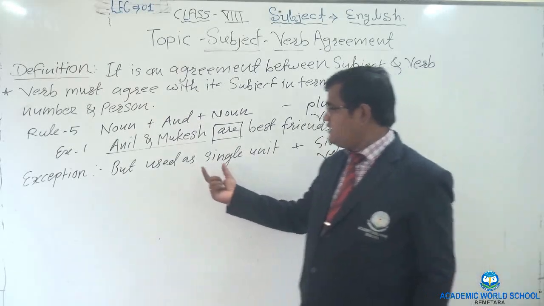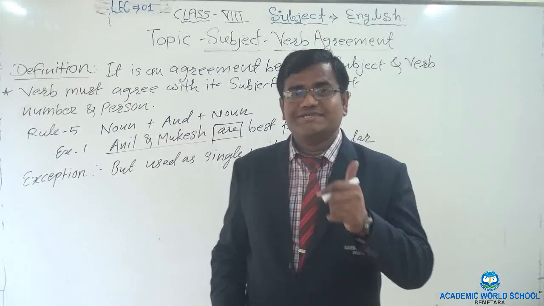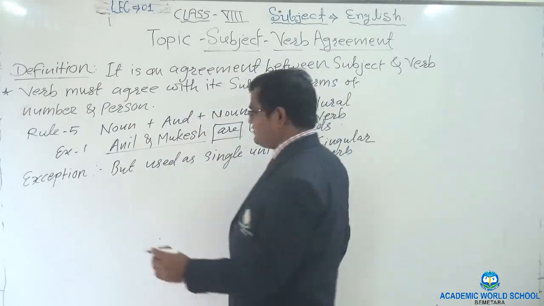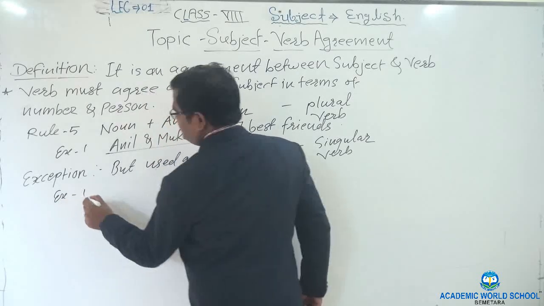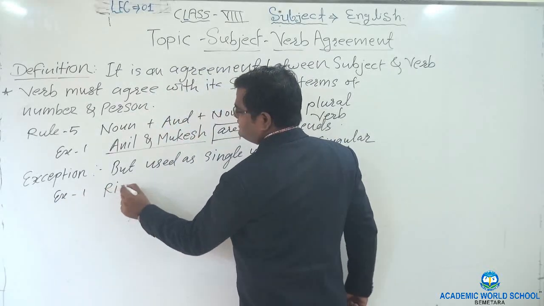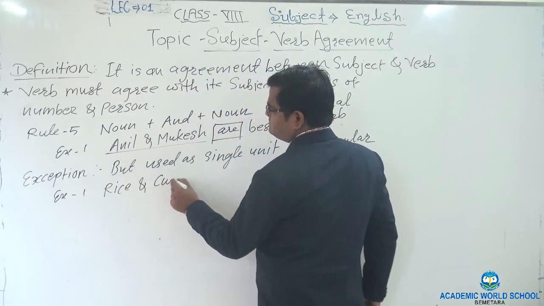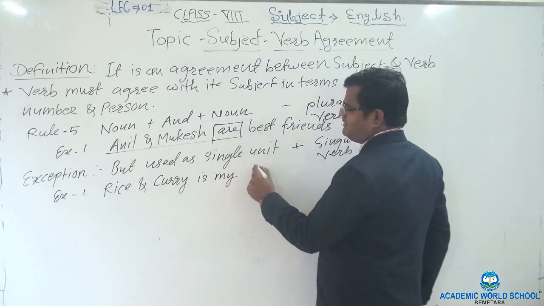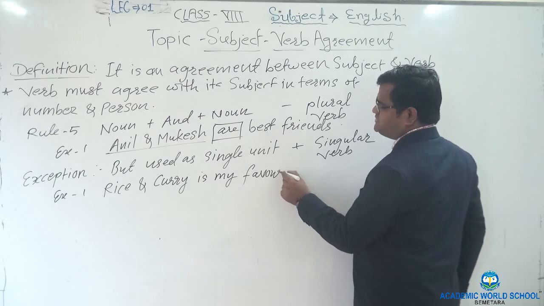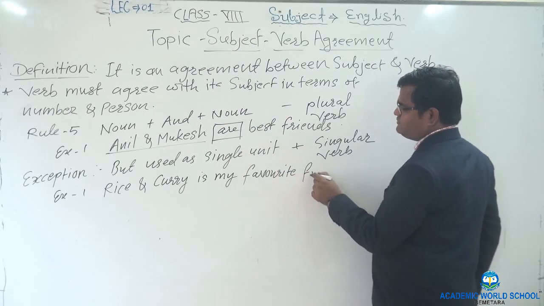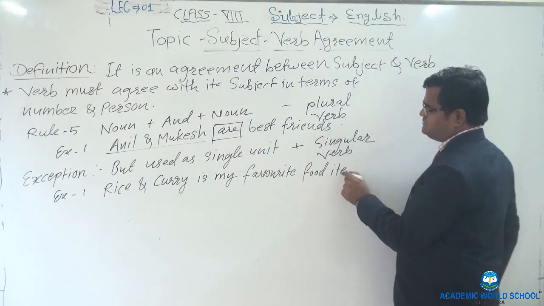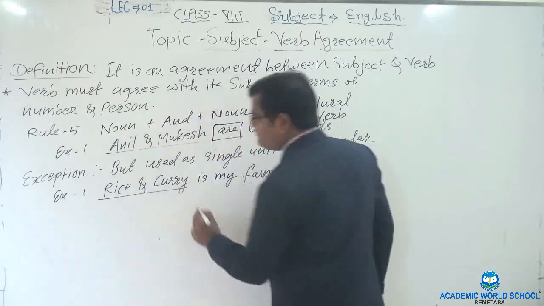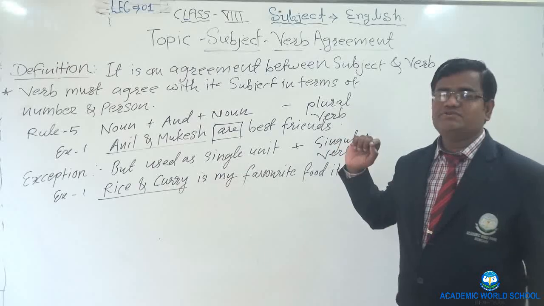Singular verb. How can we join two subjects with "and" and still use a singular verb? Let's see two examples. For example, rice and curry: Rice and curry is my favorite food item. Rice and curry. I have joined them with "and", but still I am using "is".